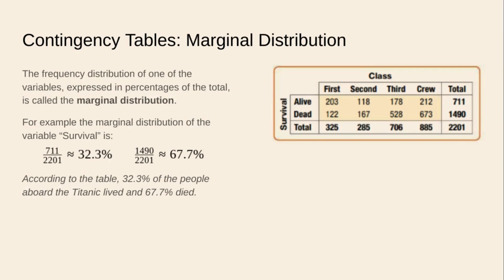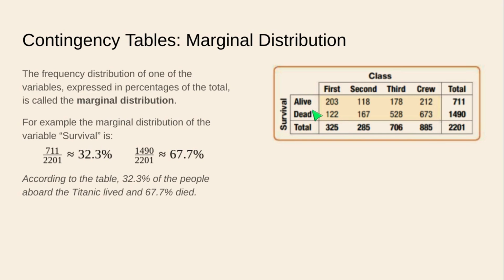Marginal distribution. The frequency distribution of one of the variables expressed in the percent of the total is called the marginal distribution, right? Let's put an example to this. So for example, the marginal distribution of survival is, well, this right here, okay? Well, what does that mean? Well, let's look at where these numbers are coming from. 711 out of 2201. Here's my 711, and here's 2201.